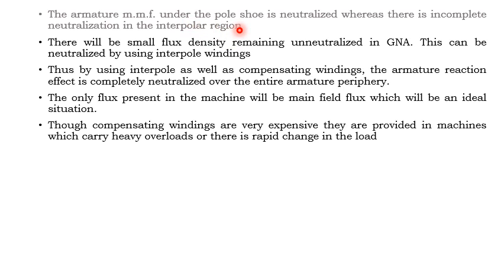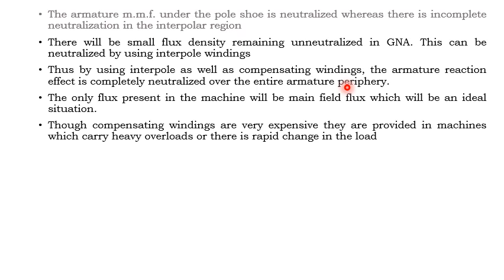Some armature MMF will be there in the interpolar region. There will be some small flux density remaining unneutralized in the GNA. This can be neutralized by using interpole winding. Whatever armature MMF is remaining at the geometrical neutral axis will be neutralized completely by using the interpole windings. That's why, using interpole as well as compensating windings, the armature reaction effect is completely neutralized over the entire armature periphery.